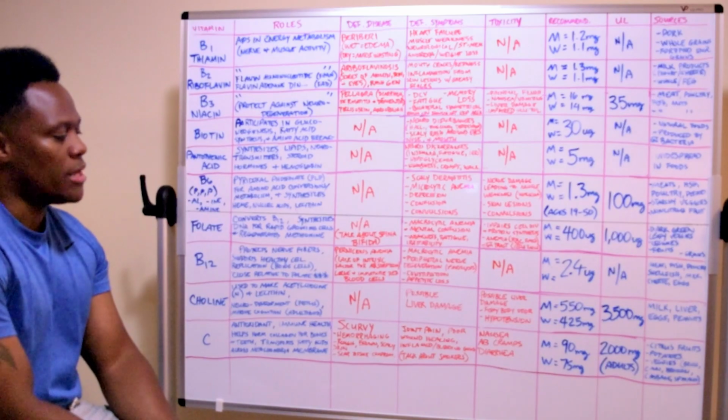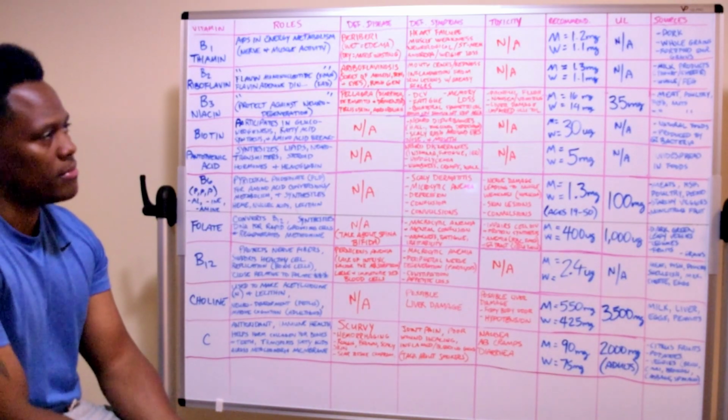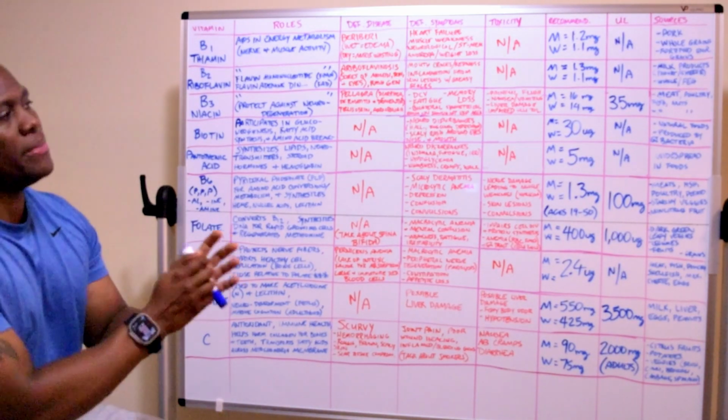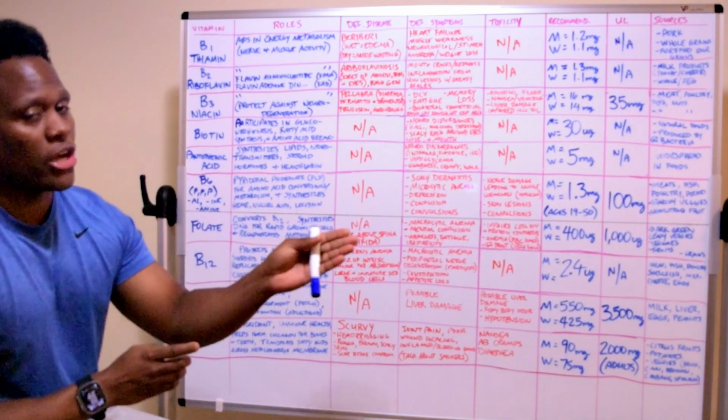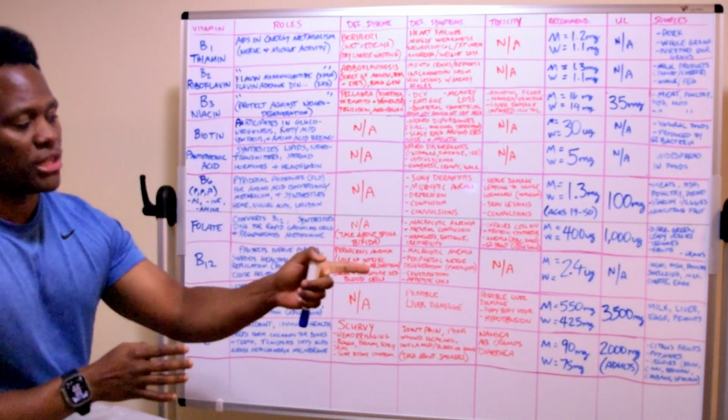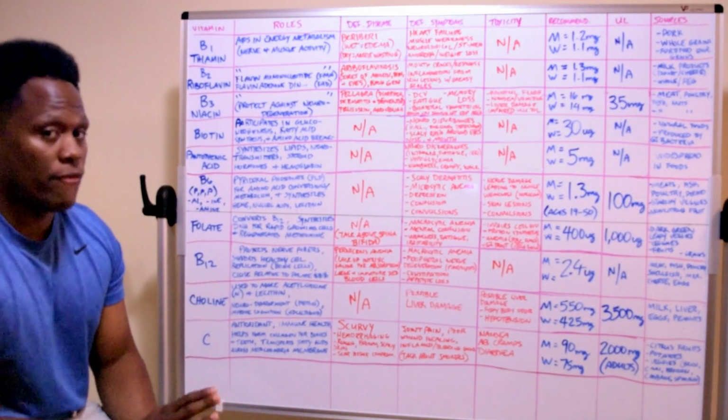Nausea, abdominal cramps, and diarrhea, that's what can come from toxicity. And because there's a toxicity involved, there's an upper limit that goes with that. That upper limit being 2,000 milligrams for adults only.